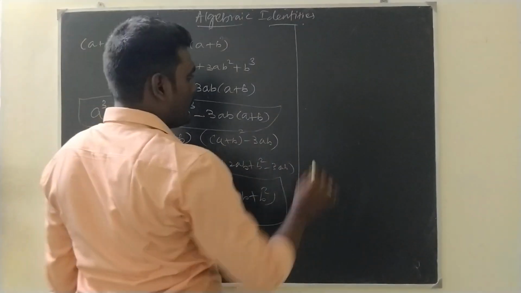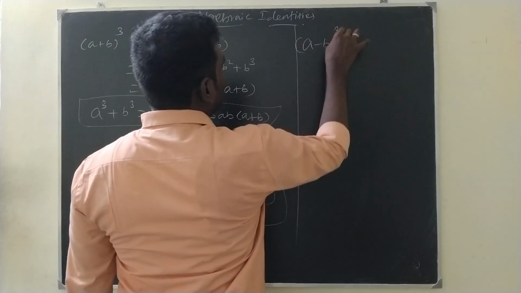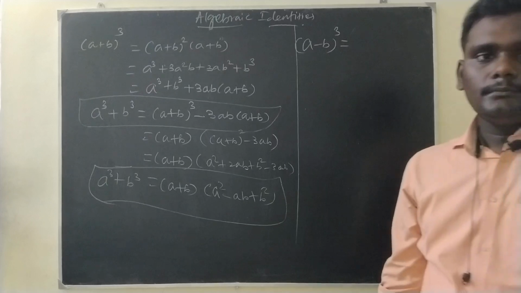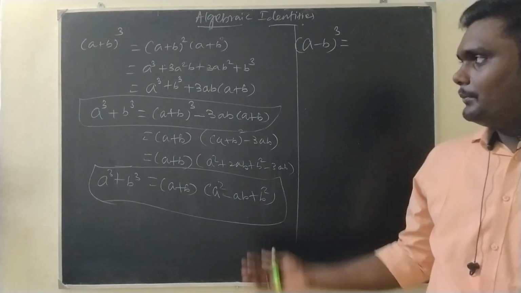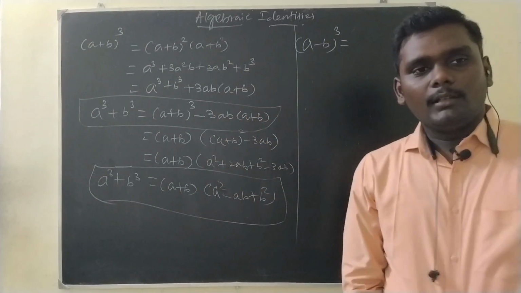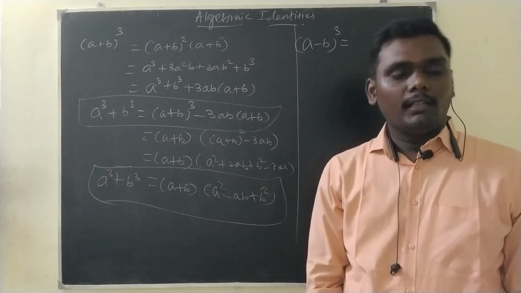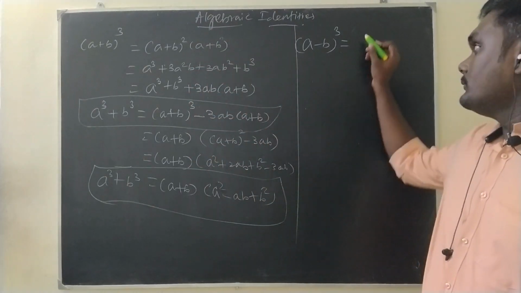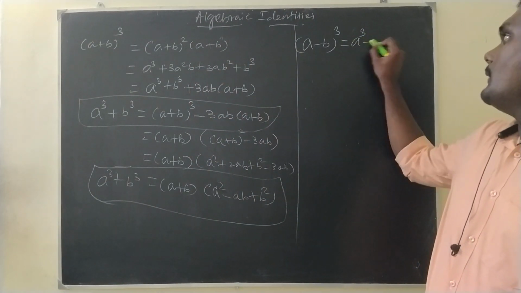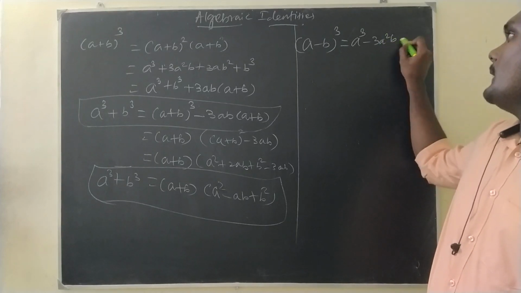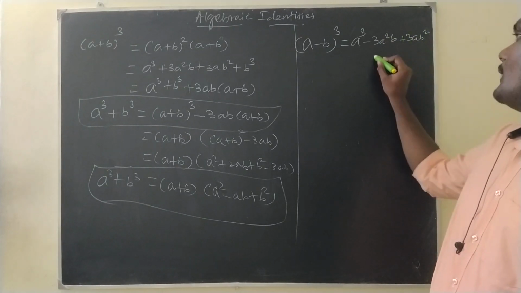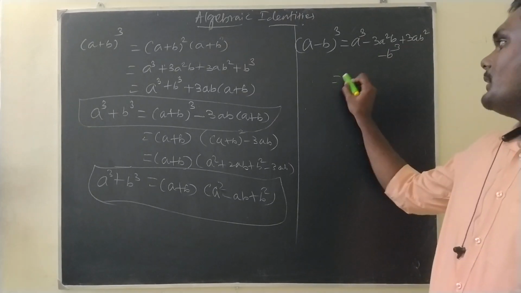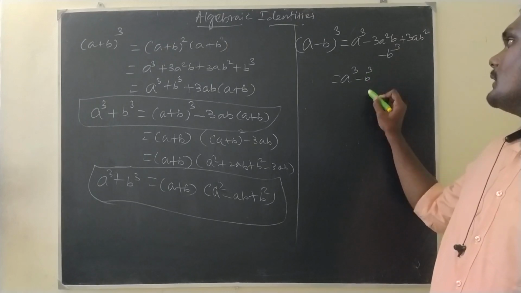Now the same way, (a − b)³. Guess what? What would be the value of (a − b)³? Simply what we did previously: wherever b occurs in an odd power, that gets negative. We are simply replacing b by −b. So we are getting a³ − 3a²b + 3ab² − b³. Now what are all the ways this can be equated? a³ − b³.